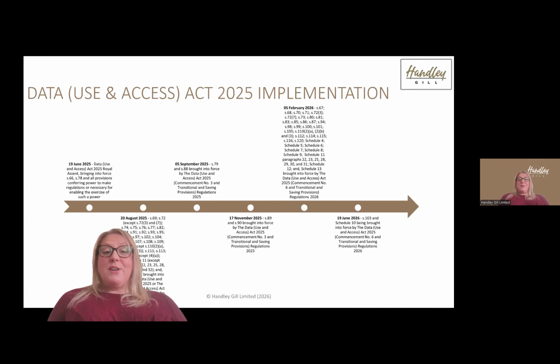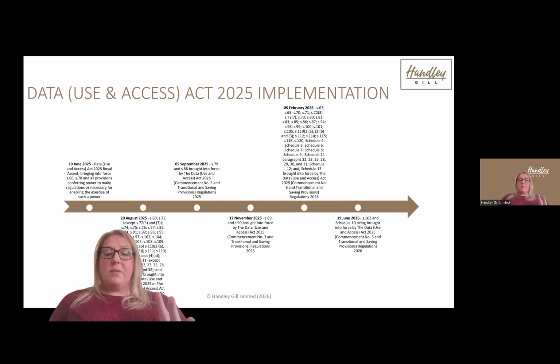On your screen, hopefully you can see the timeline of how the Act has been implemented. So first of all, we had royal assent on the 19th of June. That brought certain provisions into force with immediate effect. It also, all provisions that conferred a power on the Secretary of State to make regulations or necessary for enabling the exercise of such power also came into force immediately.